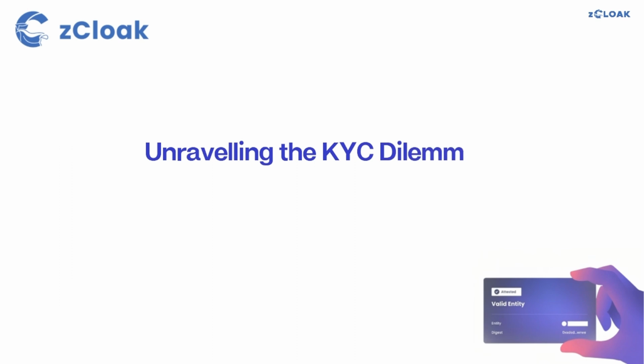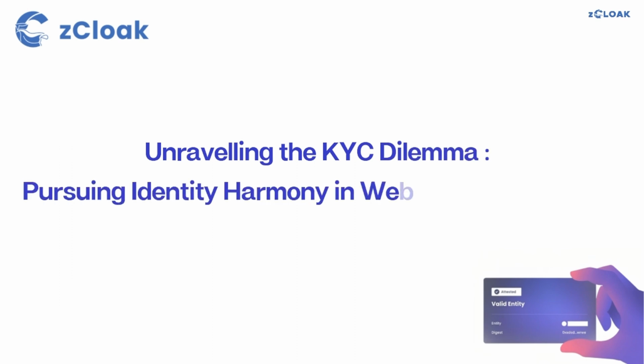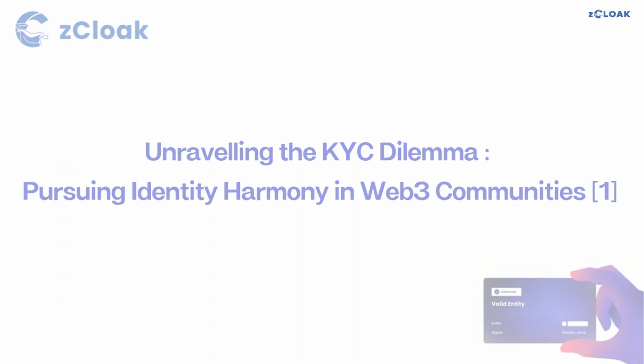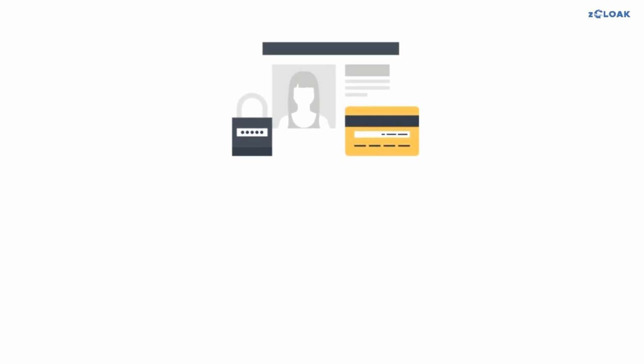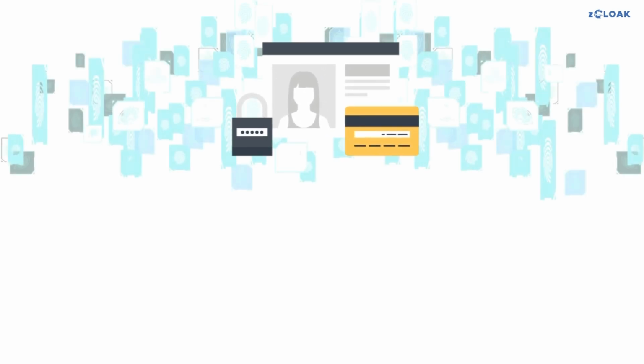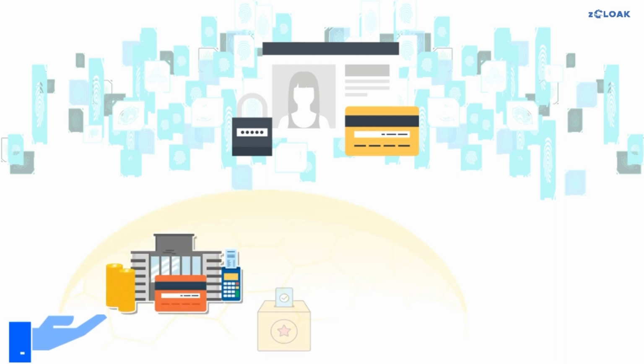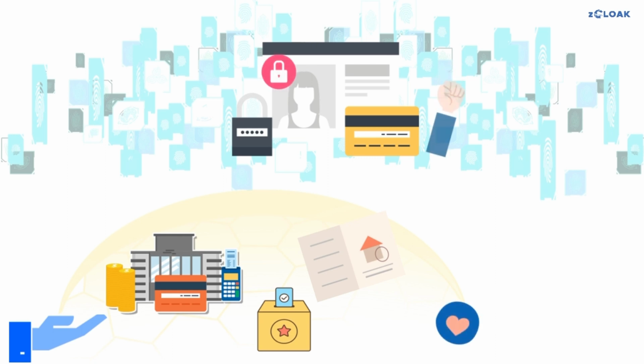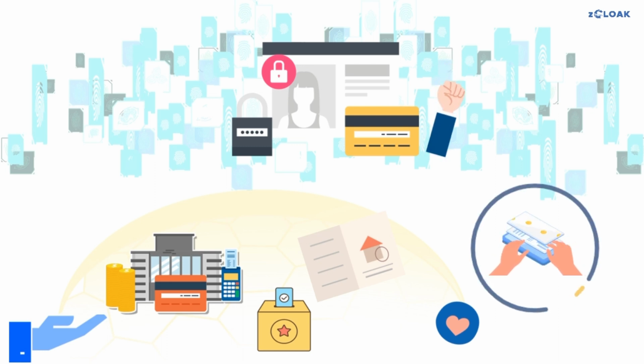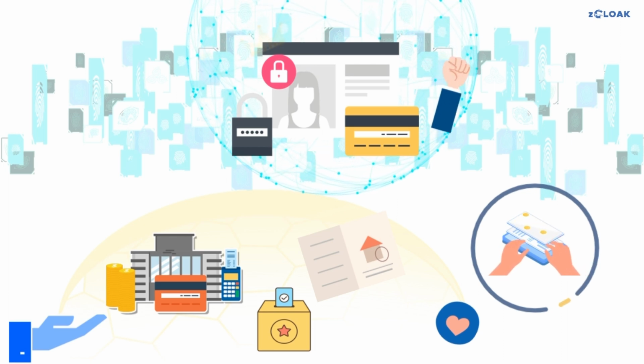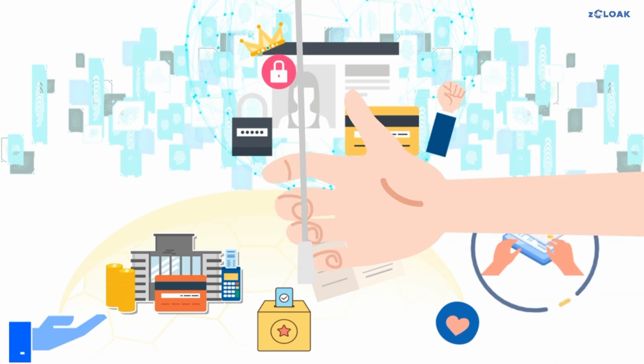Unravelling the KYC dilemma, pursuing identity harmony in Web3 communities. Our identity, a tapestry woven with personal details, is the cornerstone of access to societal resources such as banking, voting, and property rights. Ideally, this identity, entirely ours, should be under our complete control, free from the need for central intermediaries for validation or storage. This idea hasn't fully manifested yet, but we are unequivocally edging toward it.